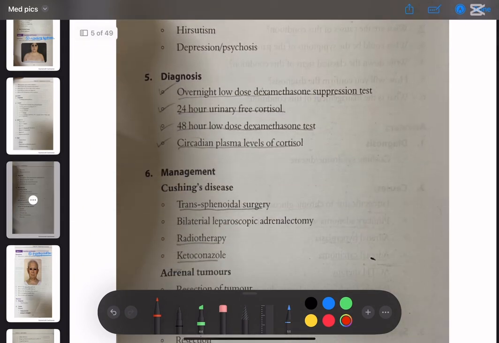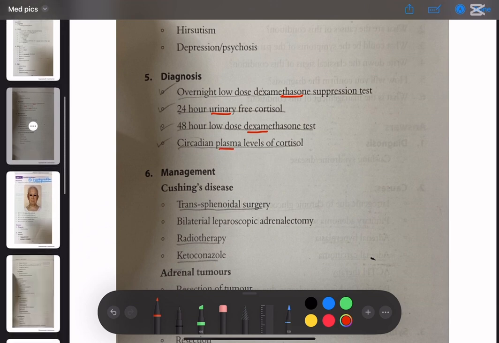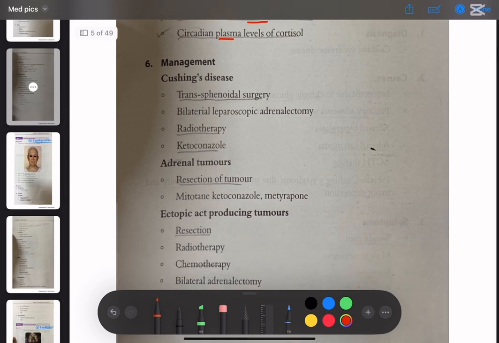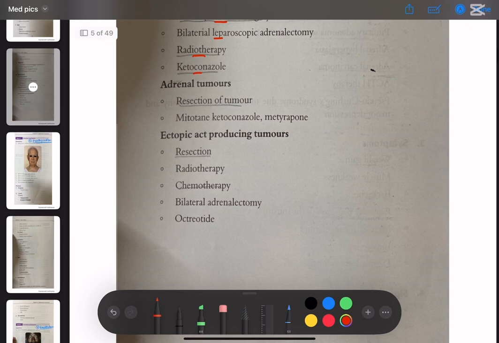So for the confirmation of the diagnosis, the overnight low dose dexamethasone suppression test is done. 24-hour urinary free cortisol is collected. 48-hour low dose dexamethasone test and circadian plasma levels of cortisol are checked. The management of Cushing syndrome is that transsphenoidal surgery is done, bilateral laparoscopic adrenalectomy is done, radiotherapy is done, and ketoconazole is given. For adrenal tumors, resection of the tumor is done, and metyrapone and ketoconazole are given. For ectopic ACTH-producing tumors, resection is done, radiotherapy, chemotherapy, bilateral adrenalectomy, and octreotide.